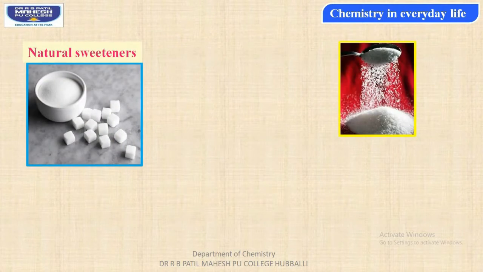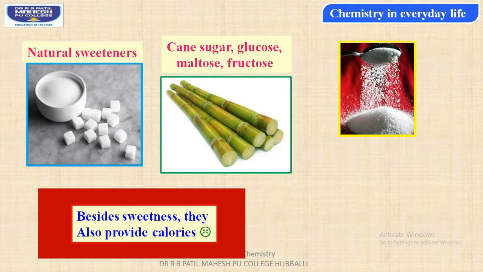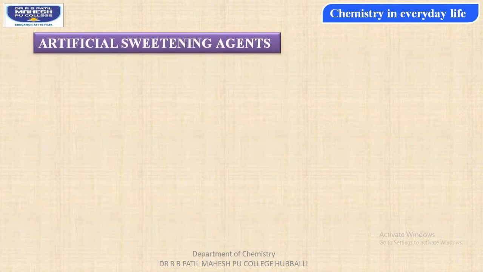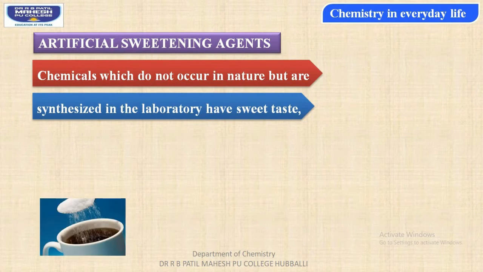Let's continue with artificial sweetening agents. Natural sweeteners such as cane sugar, glucose, maltose, fructose can be used. Besides sweetness, students, you know that they also provide calories and cause a rise in blood sugar level. Artificial sweetening agents are chemicals which do not occur in nature but are synthesized in the laboratory. They taste sweet but have no food value. They are known as artificial sweeteners.